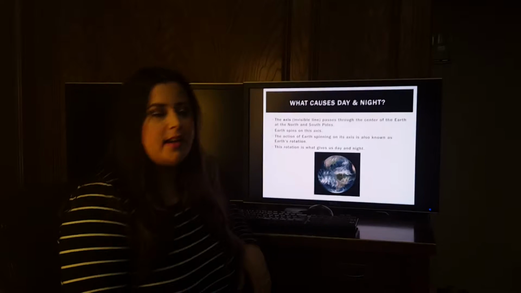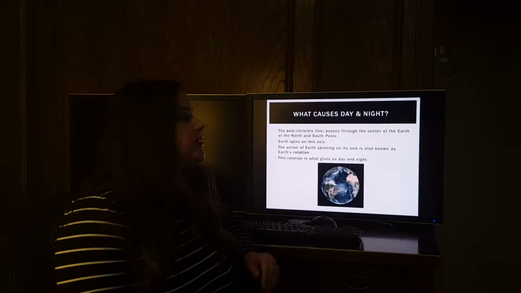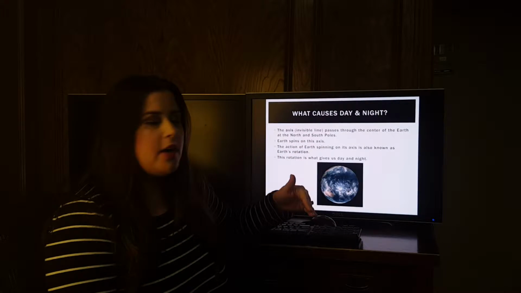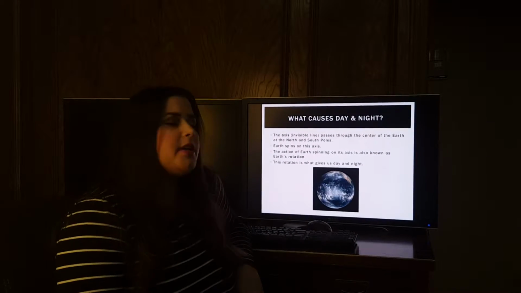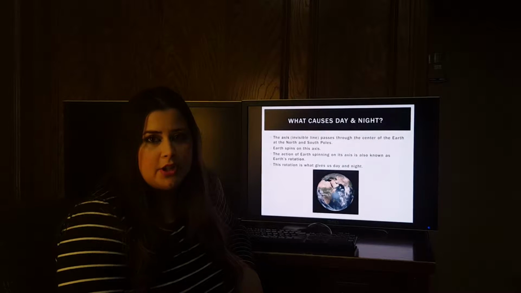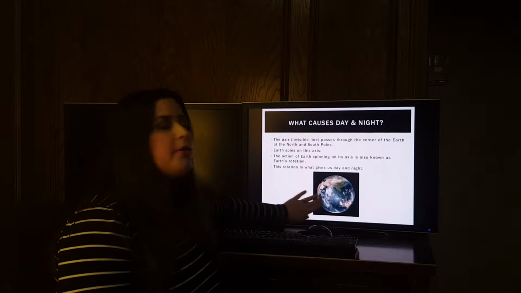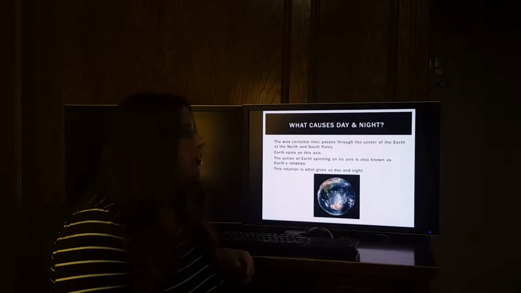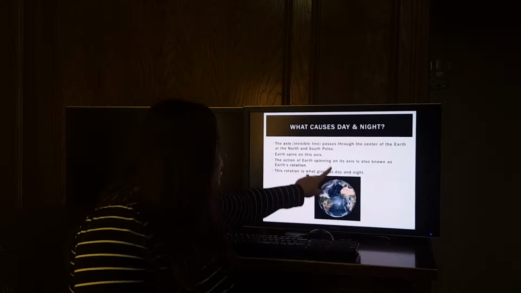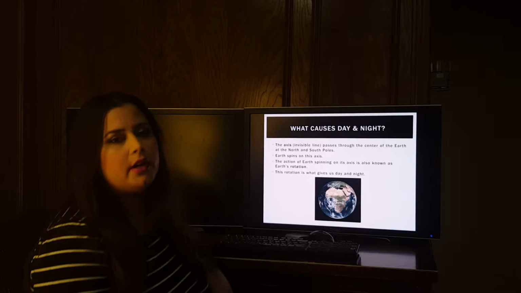So what causes day and night? The axis, which is an invisible line, passes through the center of the Earth at the north and south poles. Earth spins on this axis. The action of Earth spinning on its axis is also known as Earth's rotation. This rotation is what gives us day and night. So this is an example here of Earth spinning on its axis, or rotating. The imaginary line, or the axis, would be right here going through the north and south poles of the Earth.